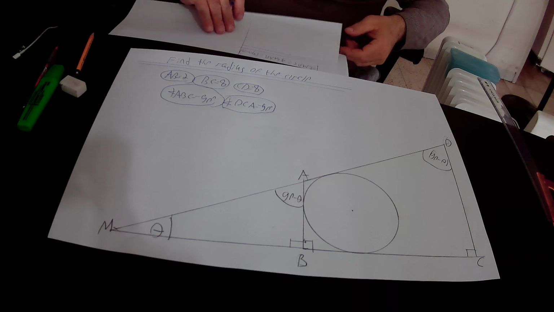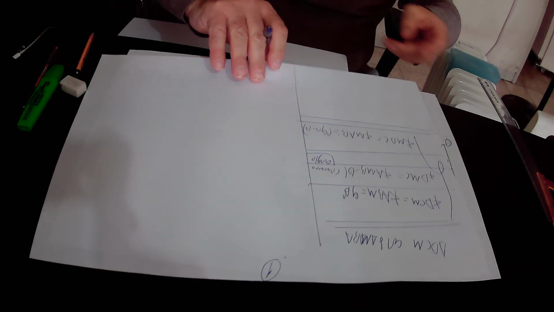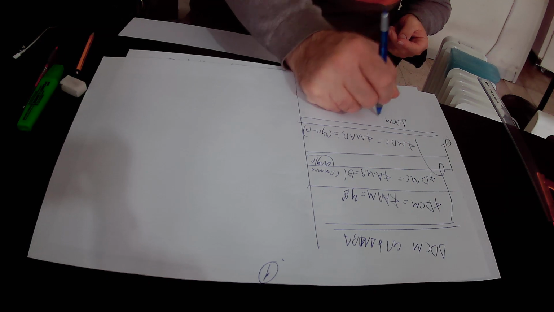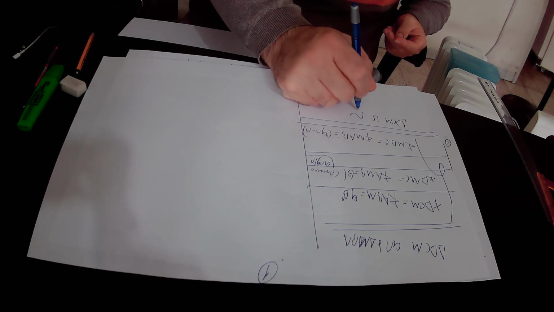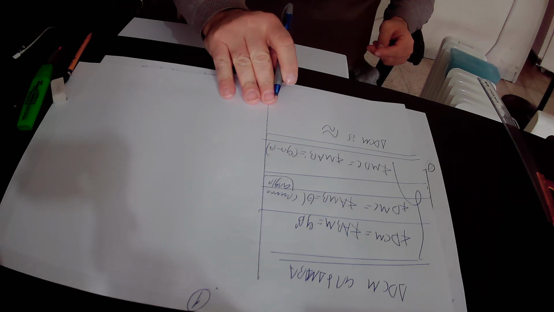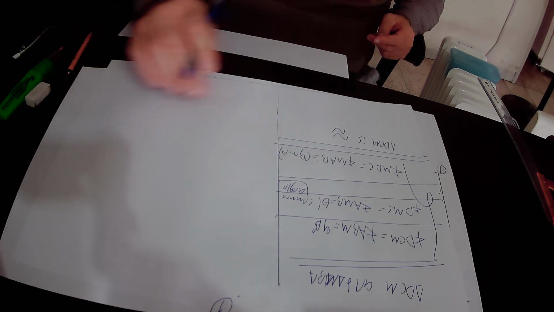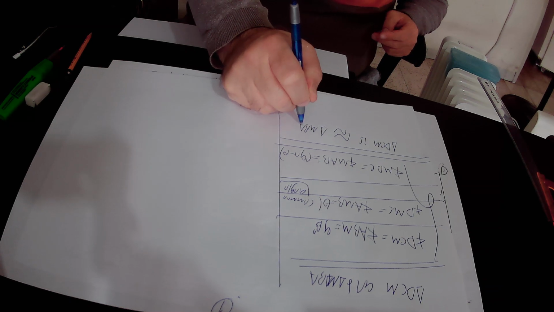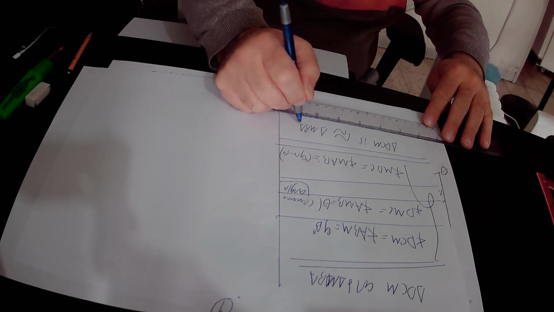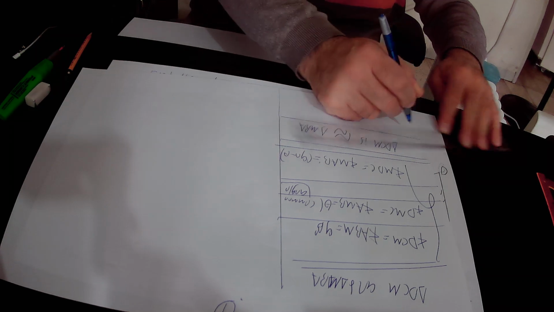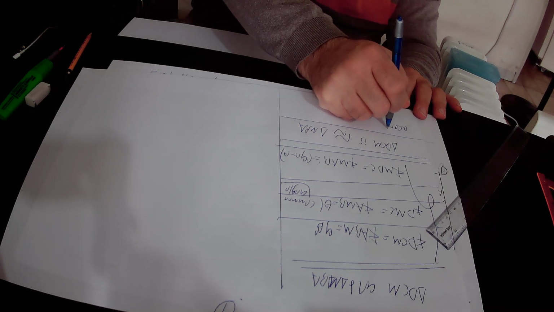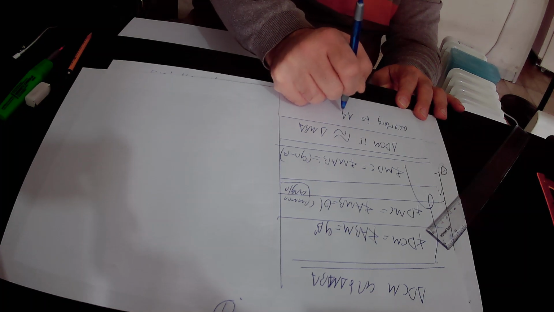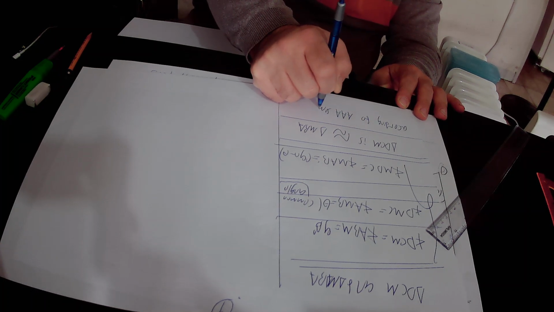So I write it down. The right big triangle DCM is similar, this is the sign of similar, to the right small triangle MBA according to angle similarity rule.